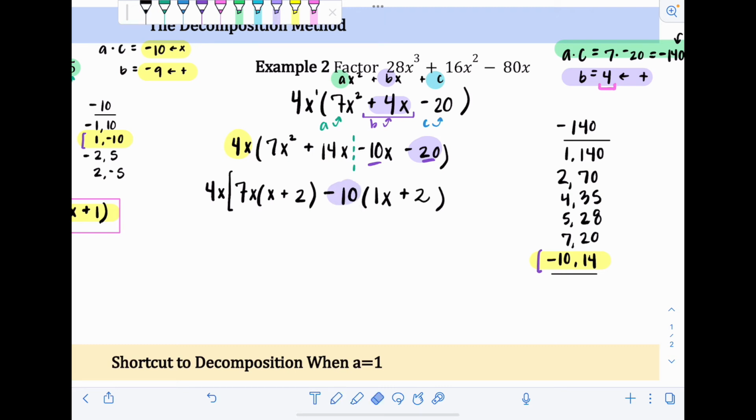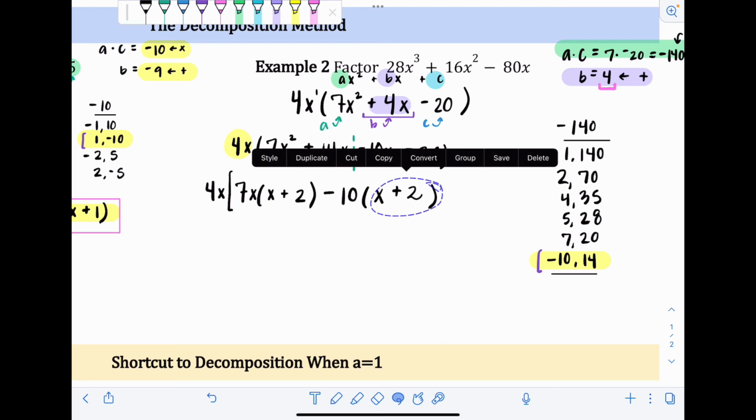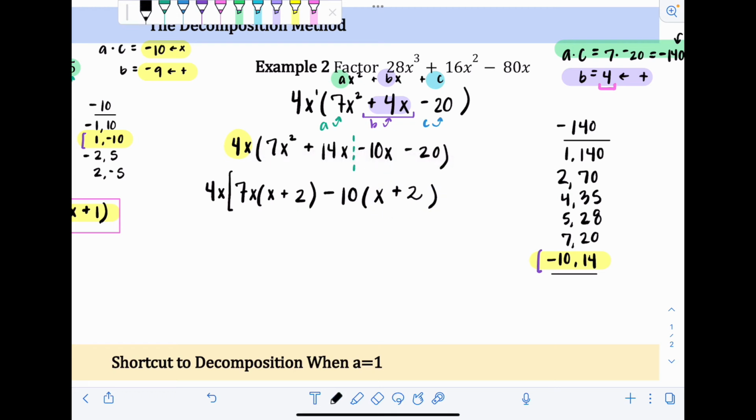And then you can always check your work by distributing back in your head really quick. So negative 10 times x is negative 10x. Negative 10 times 2 is negative 20. And then I'm going to take that 1 off the x again. And then the next thing is to check to make sure that what we ended up with inside of our two parentheses are exactly the same. So x plus 2 and x plus 2, and they are, so we're good there, and we can move on to the next step.